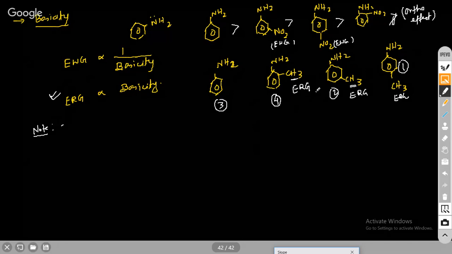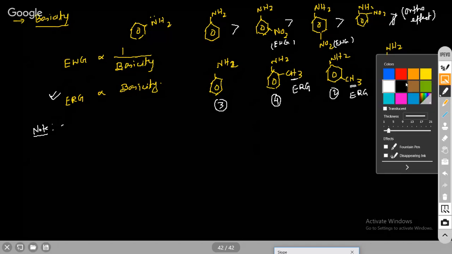Yes. Okay. One more point you write down here. Anilines are also weaker base than aliphatic amines due to resonance. Few more examples you see. Just two more.